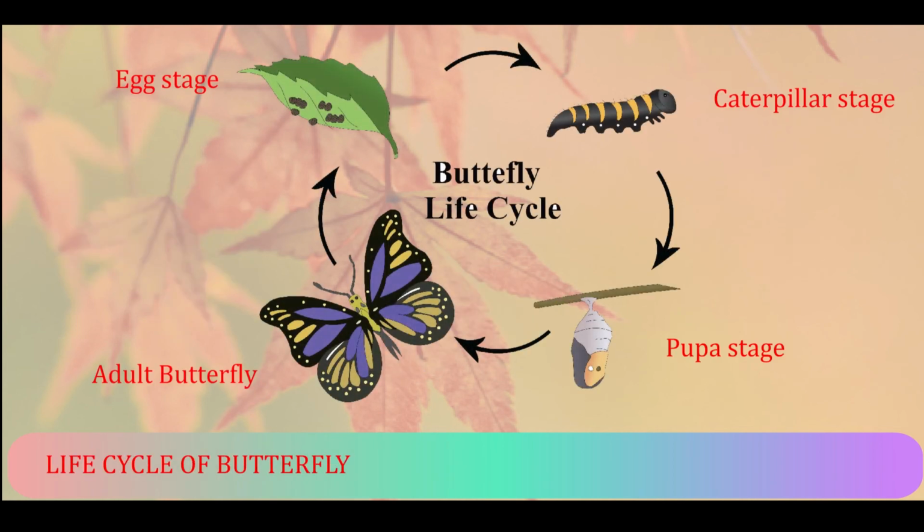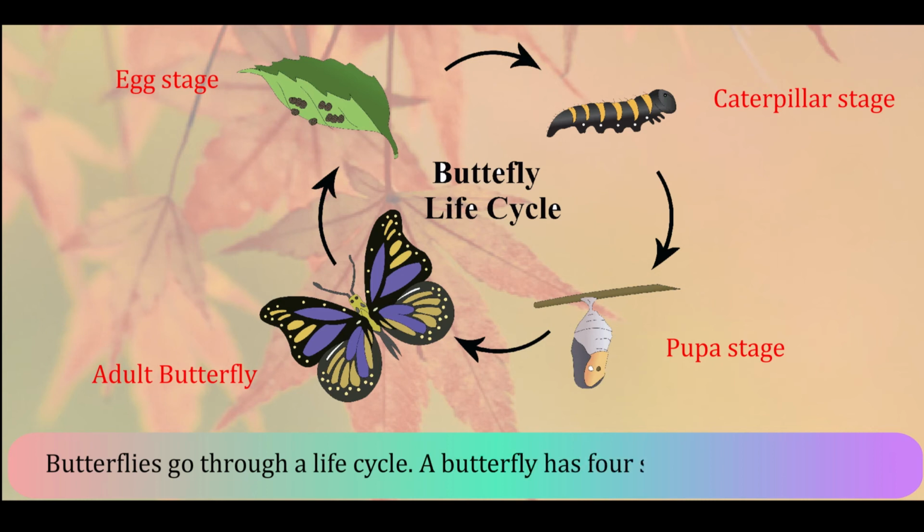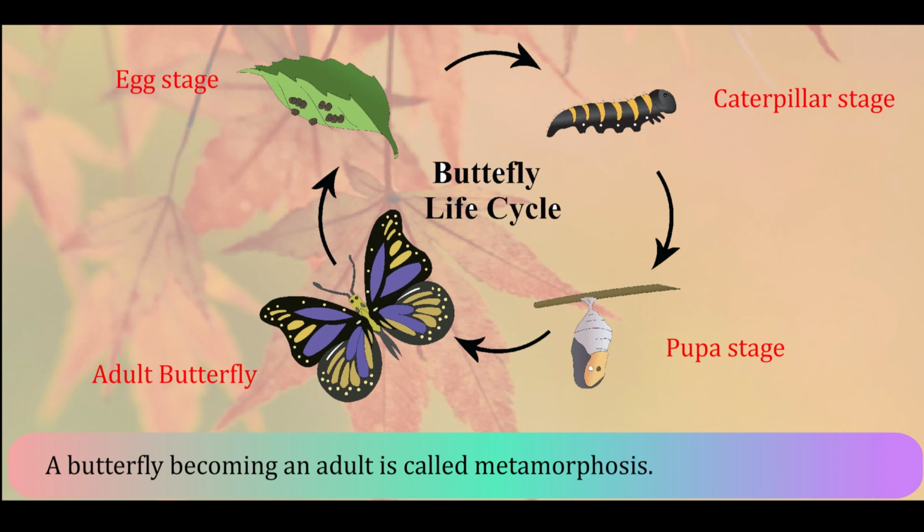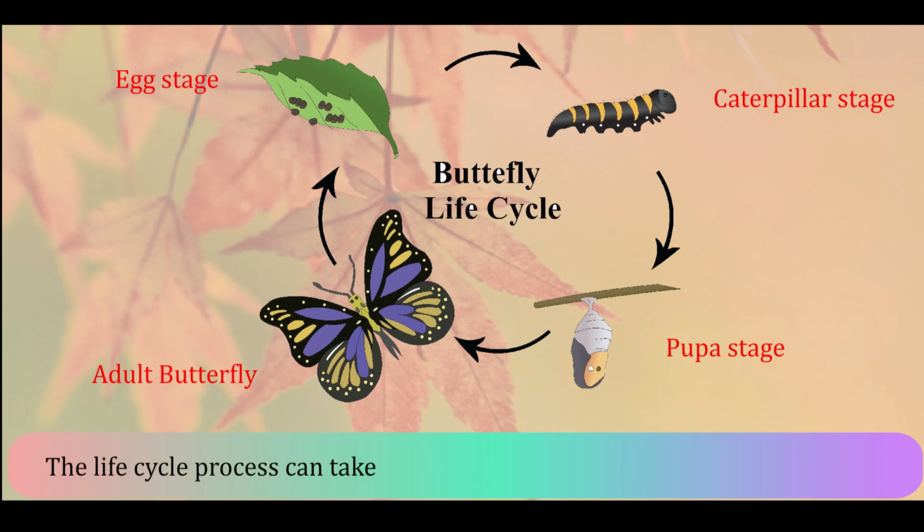Life cycle of a butterfly. Butterflies go through a life cycle. A butterfly has 4 stages in its life cycle. Each stage is different. Each stage also has a different goal. A butterfly becoming an adult is called metamorphosis. The life cycle process can take a month to a year. It depends on the type of butterfly.